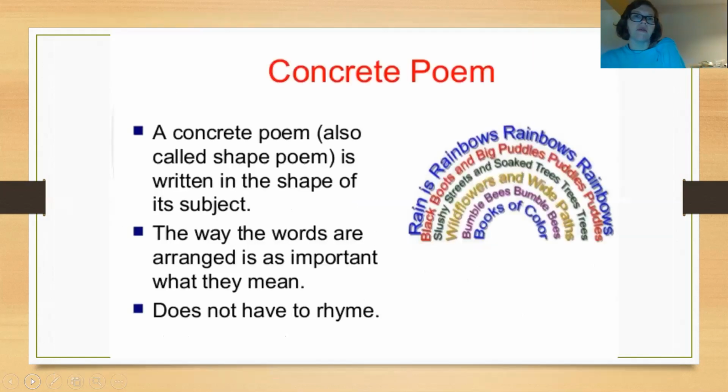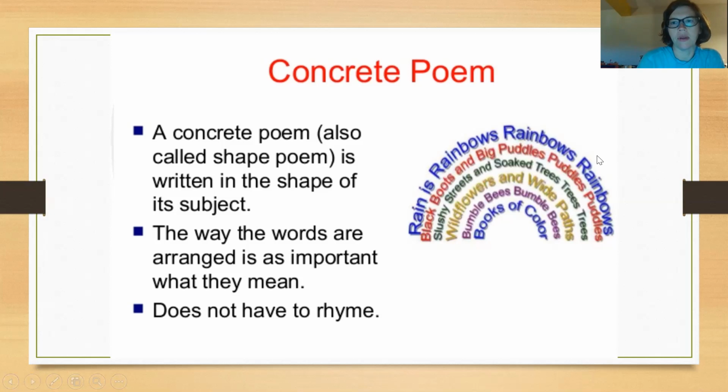All right, concrete poem is also another type of poem that would be considered free verse, in that it doesn't rhyme, doesn't have rhythm. It's often referred to as shape poem because it's written in the shape of its subject. The way the words are arranged is as important as what the words themselves actually mean. So they generally don't rhyme either.